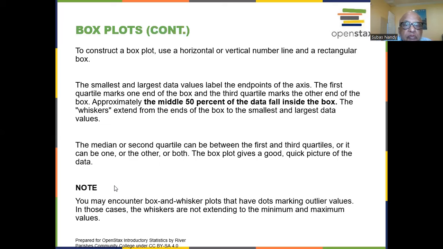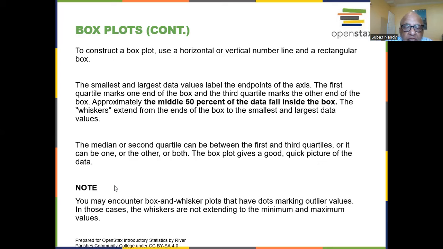To construct a box plot, use a horizontal or vertical number line and a rectangular box. The smallest and largest data values label the endpoints of the axis. The first quartile marks one end of the box and the third quartile marks the other end of the box. Approximately the middle 50% of the data fall inside the box. The whiskers extend from the ends of the box to the smallest and the largest data values. The median or second quartile can be between the first and third quartile, or it can be one or the other or both. The box plot gives a good quick picture of the data.